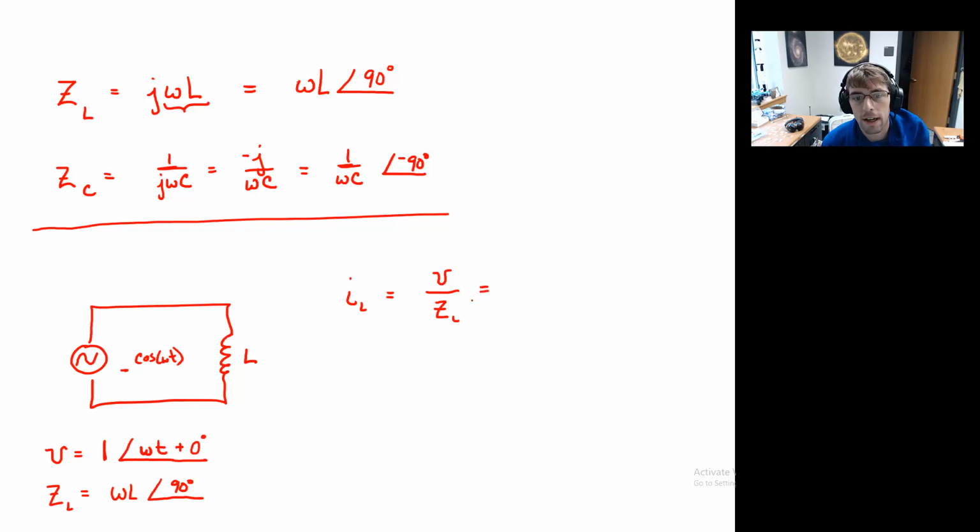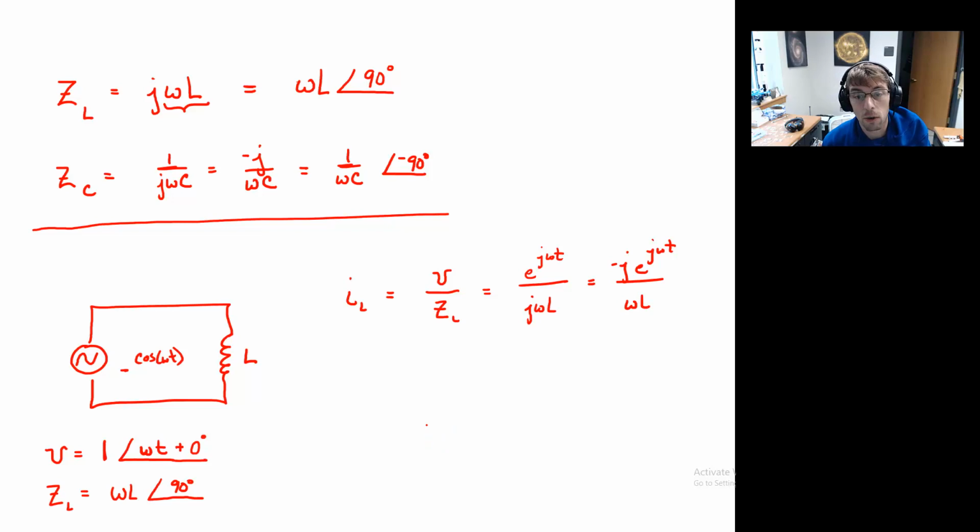And here's where it's nice to have some of this phasor stuff. I could have done this as cosine of omega t divided by j omega L, but I shouldn't do that. I should have done e to the j omega t. So we could do this two ways. One is that we do e to the j omega t divided by j omega L. We move our j to the numerator, so we get negative j e to the j omega t over omega L.